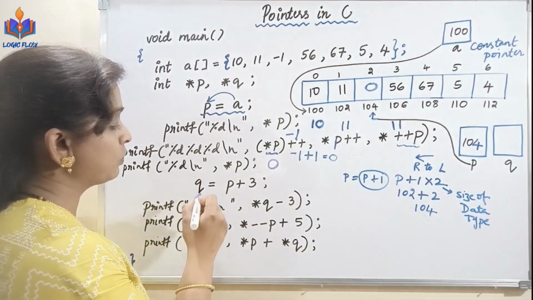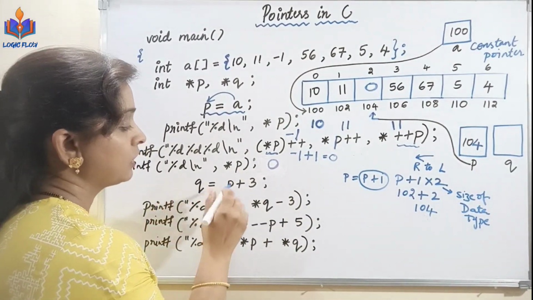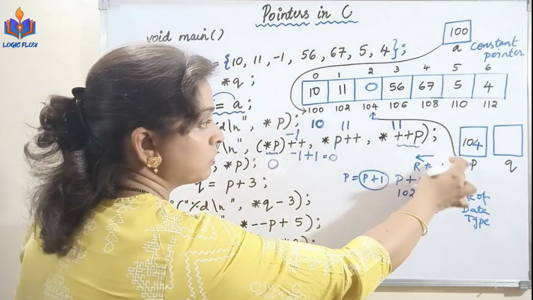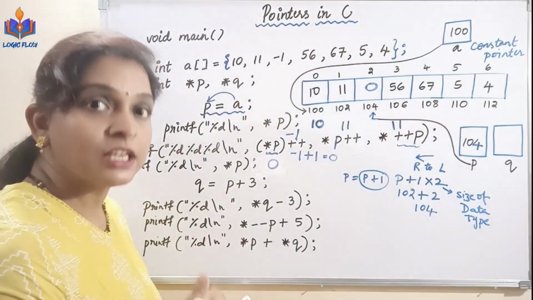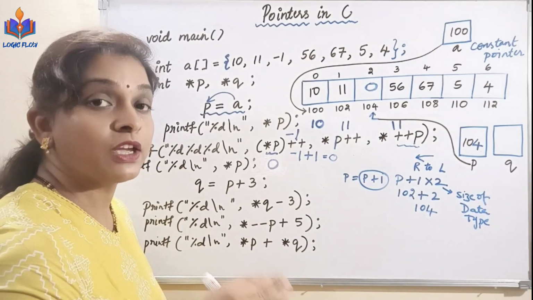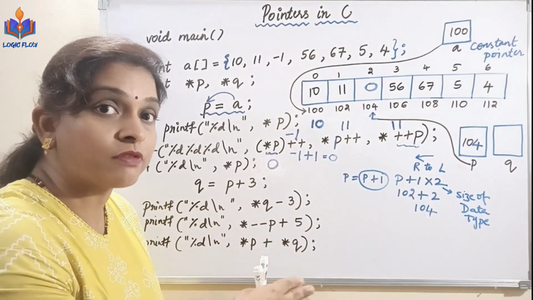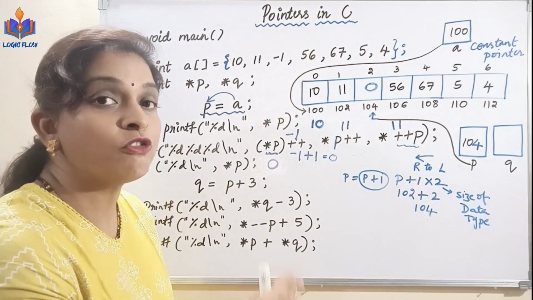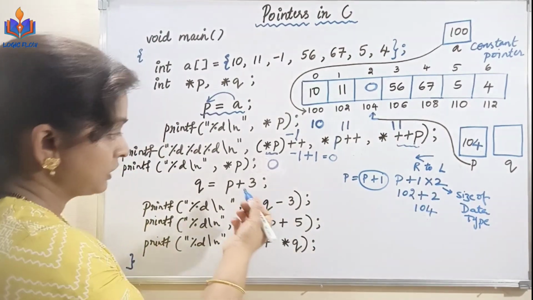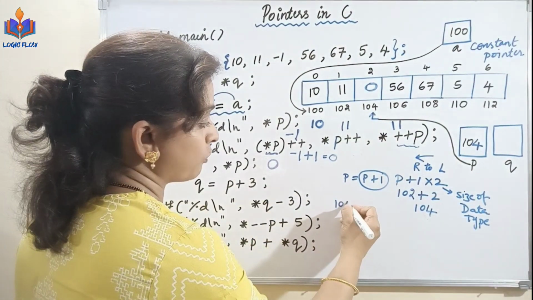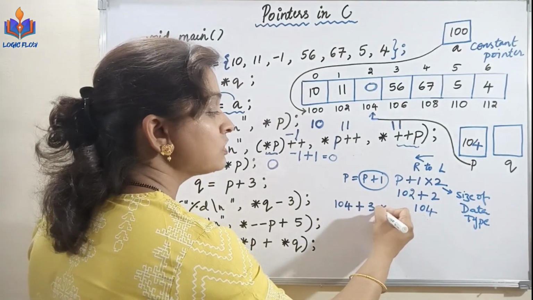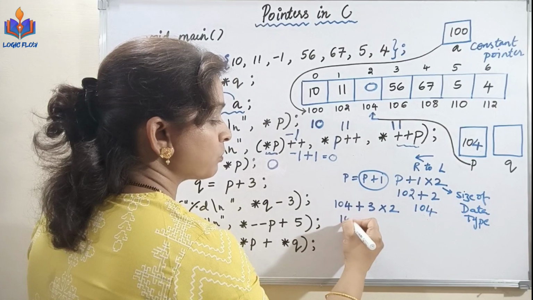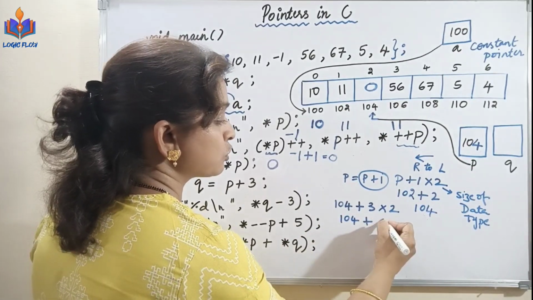The next thing we do is Q equal to P plus 3. What is P? P is pointing to location 104. So 104 plus 3 means you move forward by 3 locations, or move forward by 3 elements. P is 104, so it is 104 plus 3 into the size of the data type. It is 104 plus 3 into 2, which is 6.